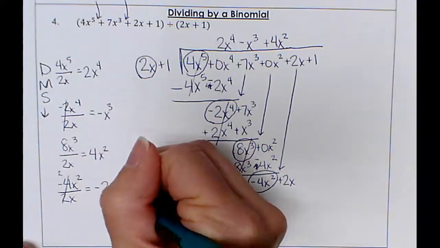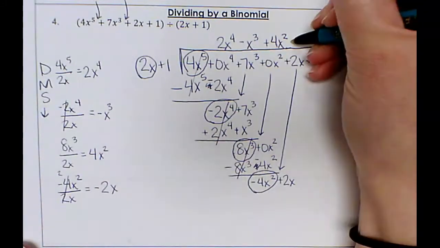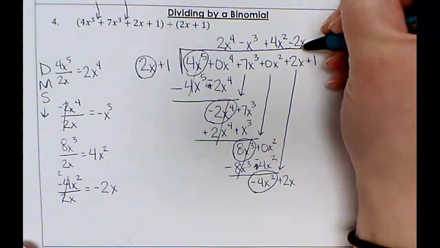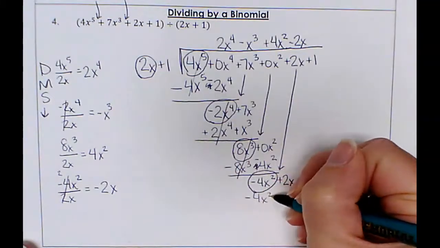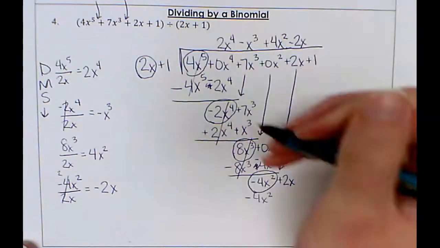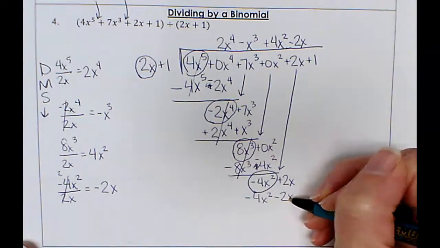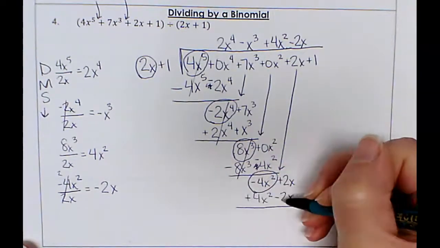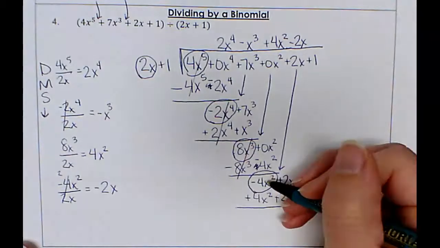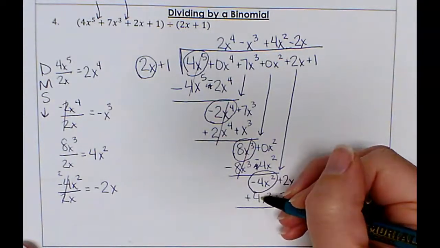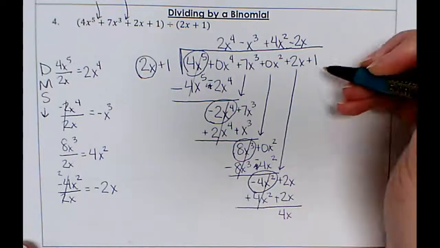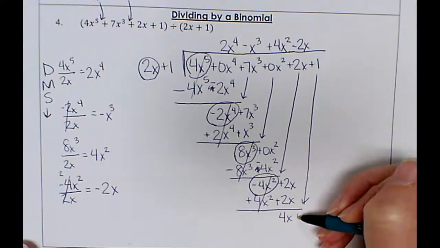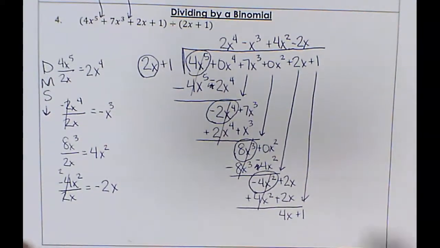So negative 2x, negative 2x. Negative 2x times 2x is negative 4x squared. Negative 2x times 1 is minus 2x. Draw the line, change both signs. Negative 4x squared plus 4x squared is 0. 2x plus 2x is 4x. Bring down my last term, almost done.